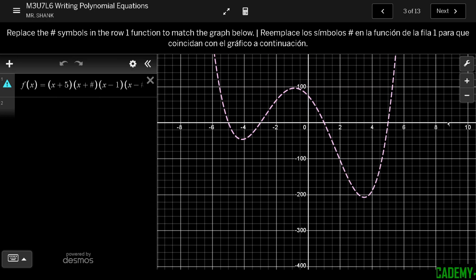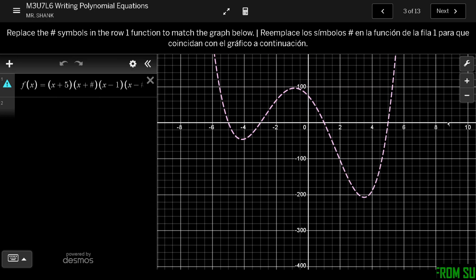So there are a couple different forms. We want to always be able to switch from a couple of sentences or ordered pairs in a sentence, or you can go from the graph to the equation, or vice versa, from the equation to the graph, which is what we did in the warm-up. But in this one, it says replace the hashtag symbols, or the number symbols, in the row 1 function to match the graph given.